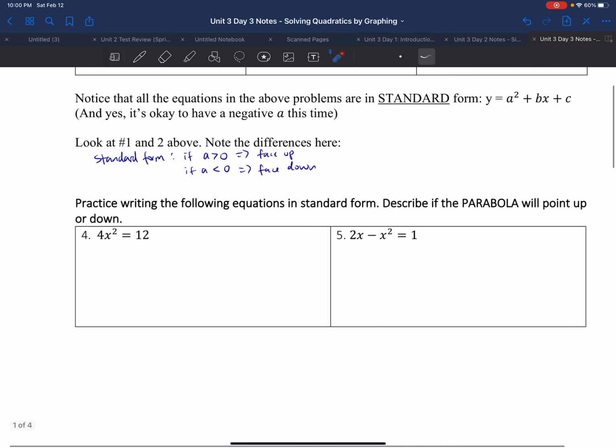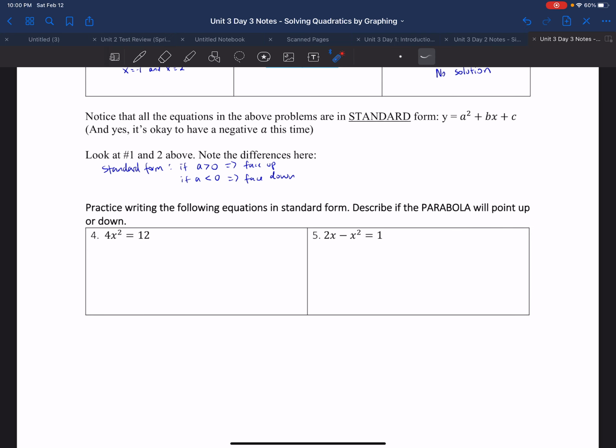Let's take a look at number 4 and 5. It says, practice writing the following equations in standard form. Describe if the parabola will point up or down.